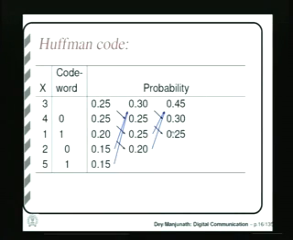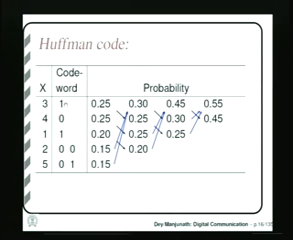Now, we repeat this process again. We combine these two symbols. So, we get the probability 0.55 here and add 0 to this symbol and 1 to this symbol. So, 0 goes to both these symbols. So, we have added 0 to both these symbols and 1 to this symbol, which came from here, 1.